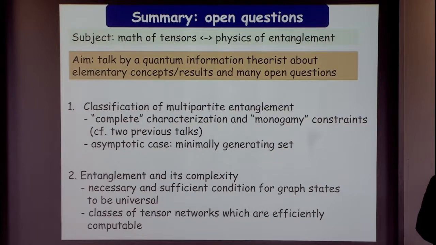On the second part, of course, we'd like to find a necessary and sufficient condition, even for graph states, to be universal, which is unknown. And also the other complementary question: we start looking at the classes of tensor networks which can still be handled efficiently in a classical manner, so that we can use them as variational ansatz in many-body systems, for example, in physics. Thank you very much for your attention.